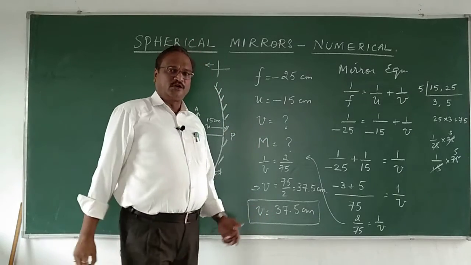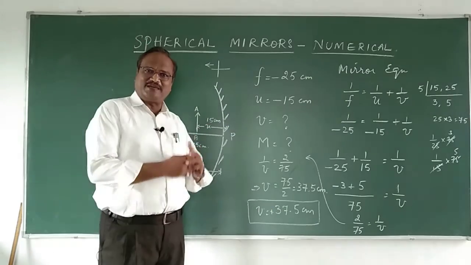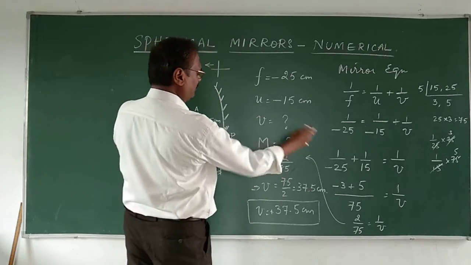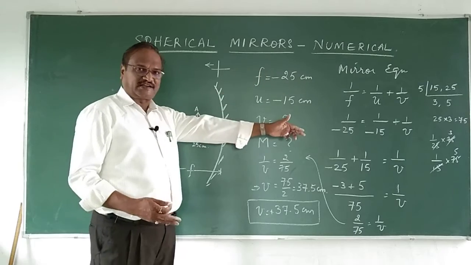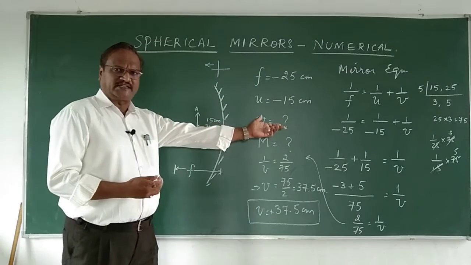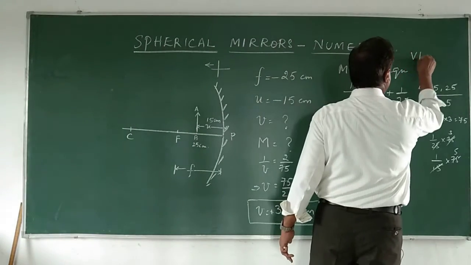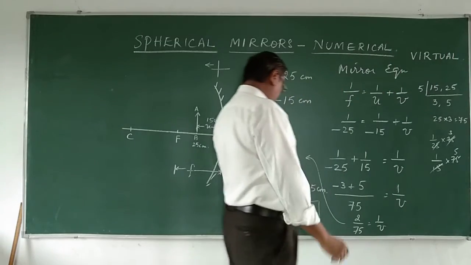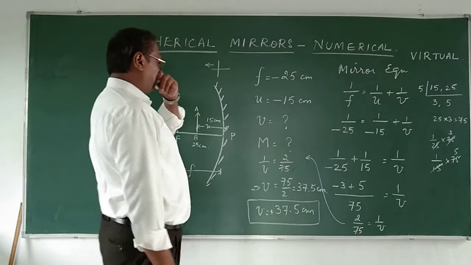Now what do you see the sign here? Sign convention? Positive. When it is positive, that means the image is lying in the right hand side behind the mirror. So we can easily say it is behind the mirror and the mirror is opaque. How can image form behind the mirror? So naturally the image formed is virtual. Okay, this is the first point. You have to remember it lies at a distance of 37.5 centimeter.